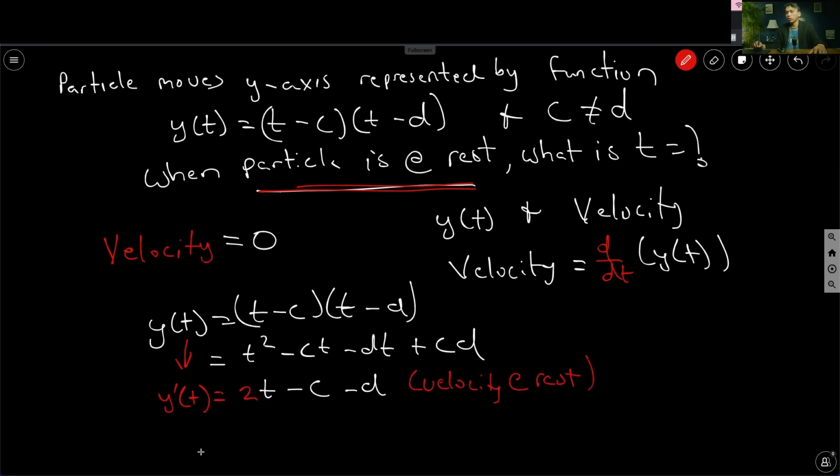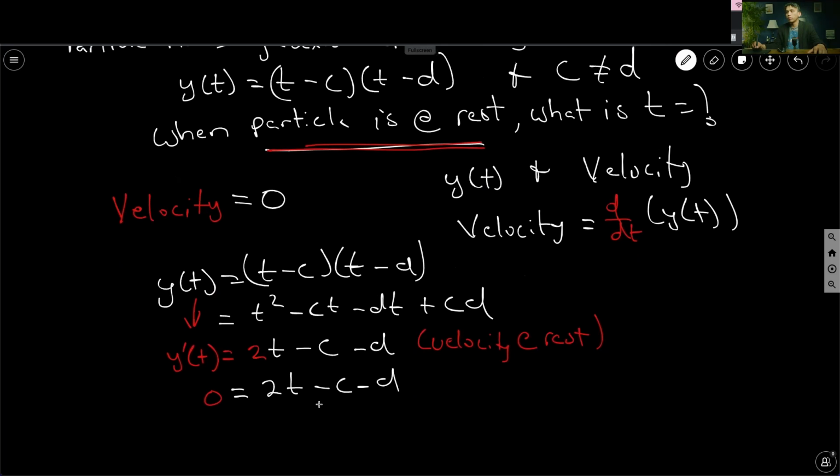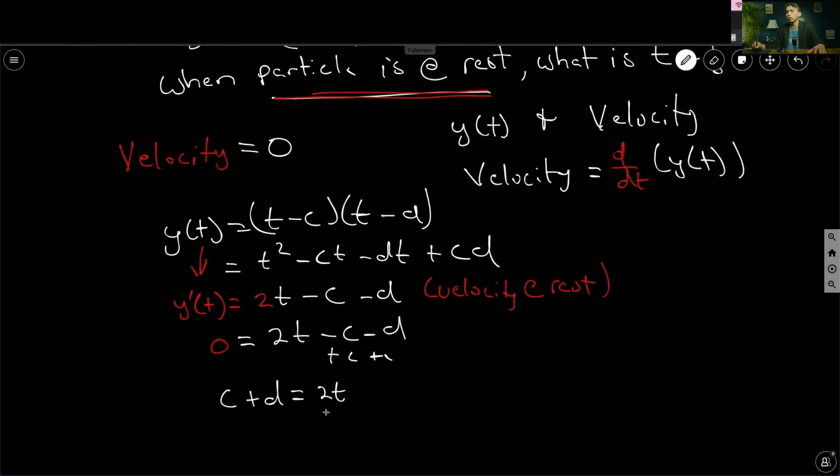So then we set this equal to 0. So we have 0 equal to 2t minus c minus d. Solve for t. So we're going to add c and d to the other side. So you have c plus d is equal to 2t. So the time is going to be equal to, divide this side by 2, so the time will be equal to just c plus d divided by 2.